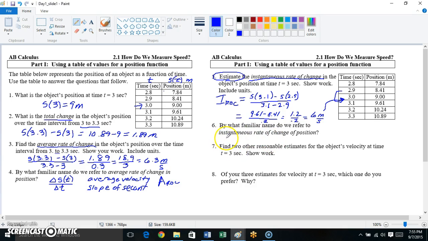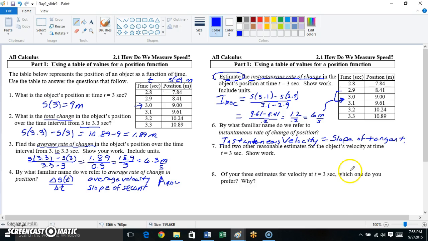All right, we call this an instantaneous velocity. Okay, and just like we referred to the average velocity as the slope of the secant, our instantaneous velocity is also referred to as the slope of the tangent. So we'll take a look at those graphically and see what that looks like.